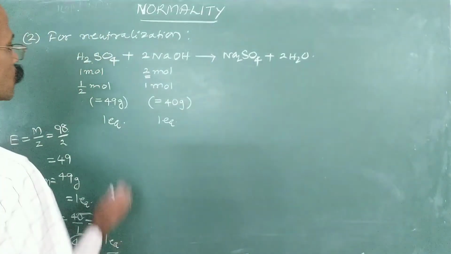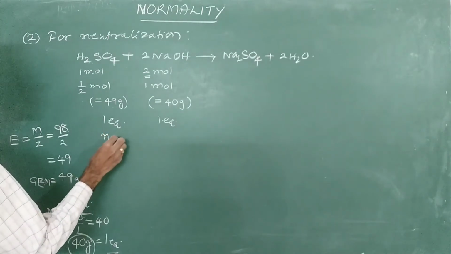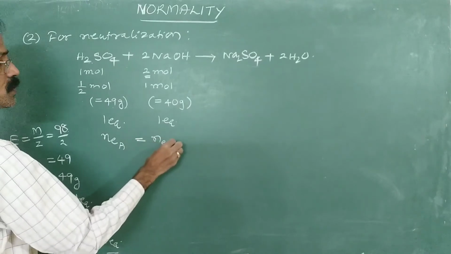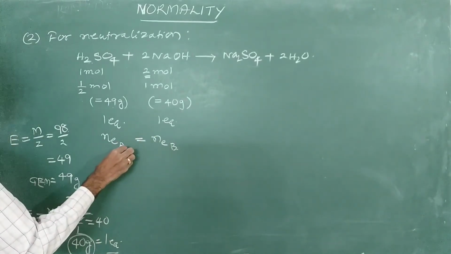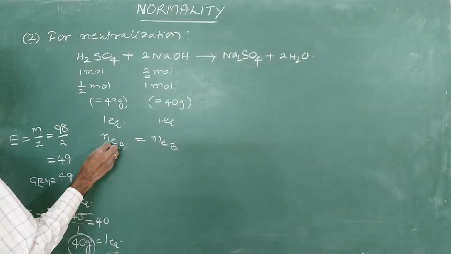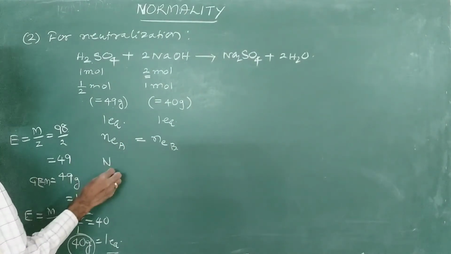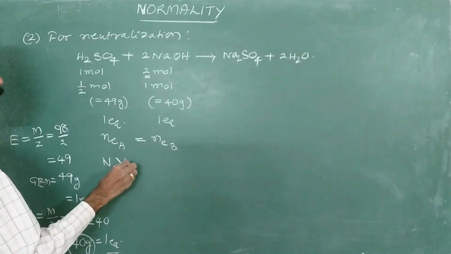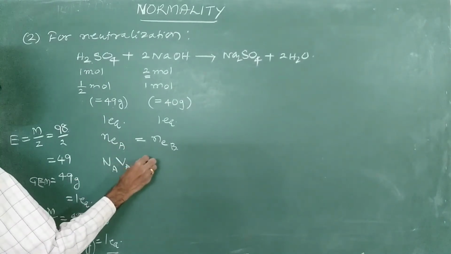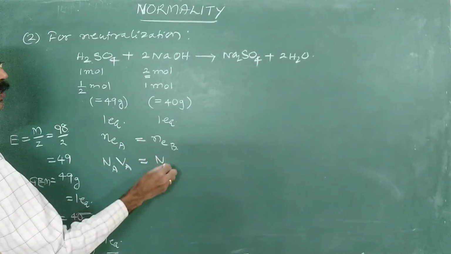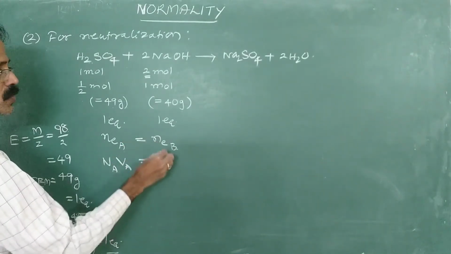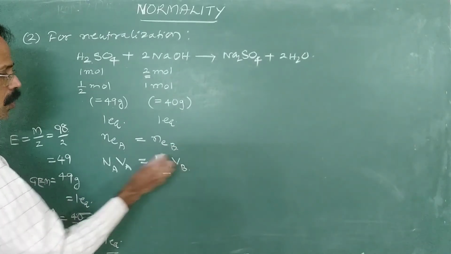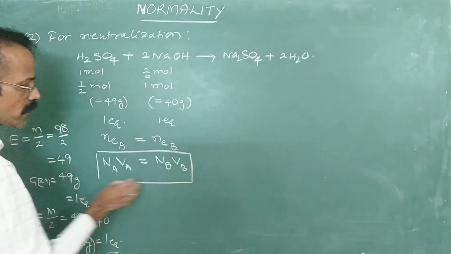So can we write number of equivalents of acid is equal to number of equivalents of base? Number of equivalents of acid is equal to number of equivalents of base. For number of equivalents of acid we can write normality into volume. Normality of acid into volume of acid gives number of equivalents. That is equal to number of equivalents of base, which is again equal to normality of base into volume of base. So NaVa is equal to NbVb.